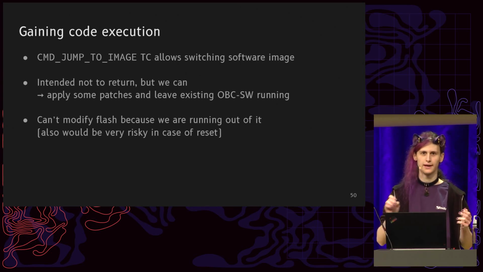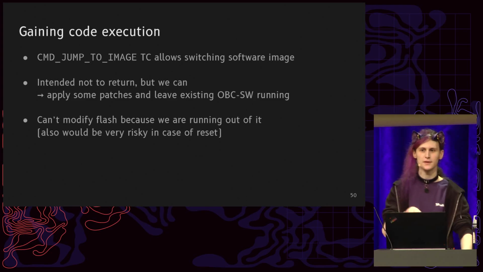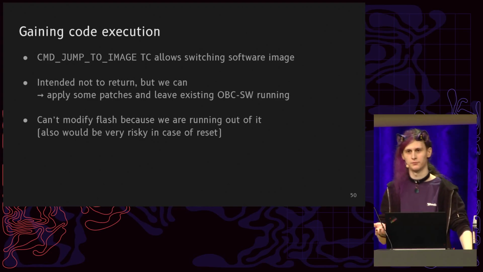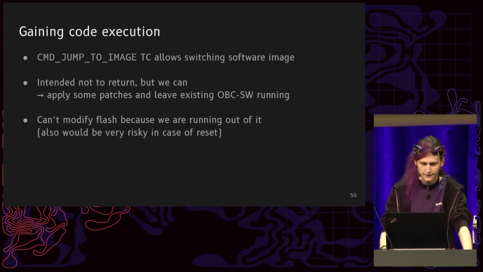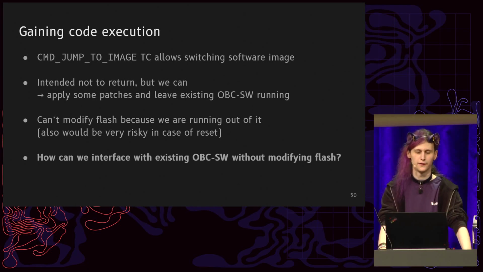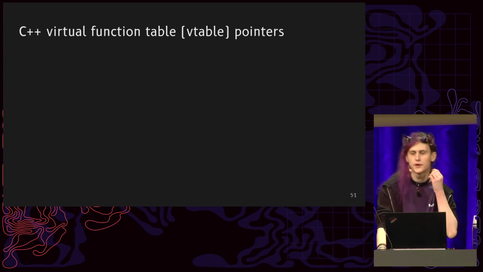But even if we somehow jumped through SRAM or something, it would be very risky, because again, we have to do this erase, rewrite thing. And if we erase a page of the onboard software and then try to rewrite into it, and we have a reset, we might just end up bricking the onboard software, which would be not so cool. So the question now becomes, how can we modify the onboard software without modifying Flash? And we can use a trick for this, something called C++ virtual function tables.